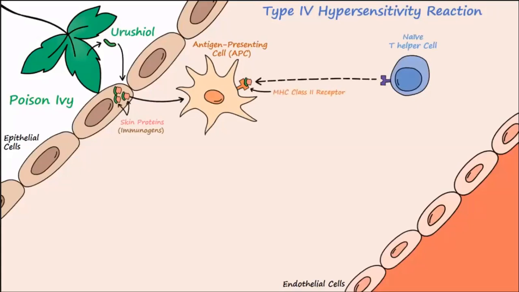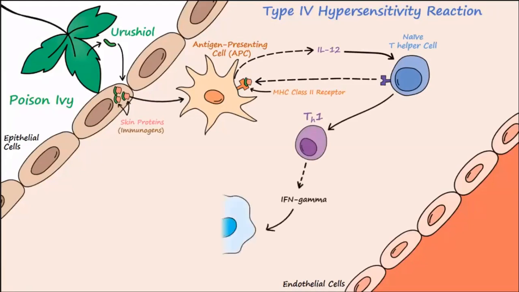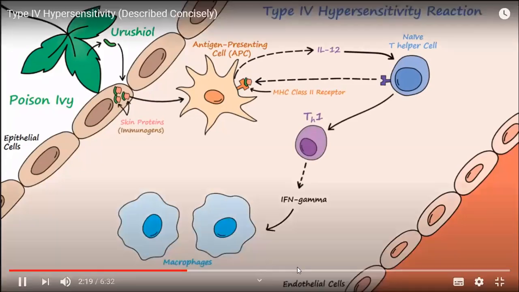After binding of the APC to the T helper cell, the APC will release cytokines that cause the naive T helper cell to differentiate. If the APC releases certain cytokines, including IL-12, then the naive T helper cell will differentiate into a type 1 T helper cell, known as a Th1 cell. The Th1 cell will then release several cytokines, including IFN gamma, which activates macrophages. The activated macrophages will release IL-1.